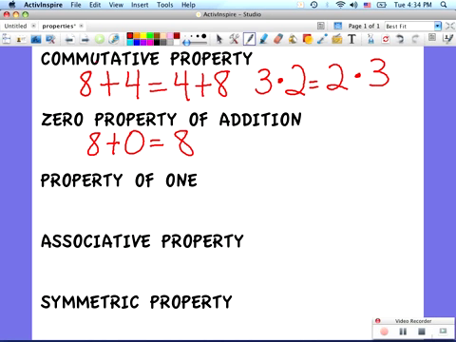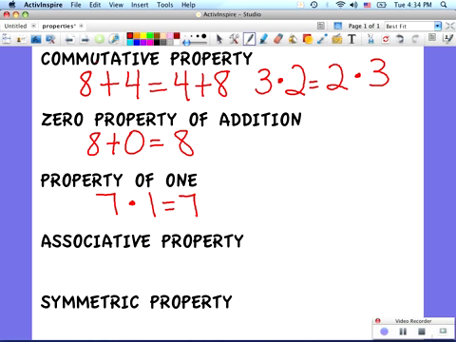The next property is called the property of 1. The property of 1 deals with multiplication, and that tells us that multiplying a number by 1 does not change the product or the answer. The property of 1 deals with numbers such as 7 times 1 equals 7.